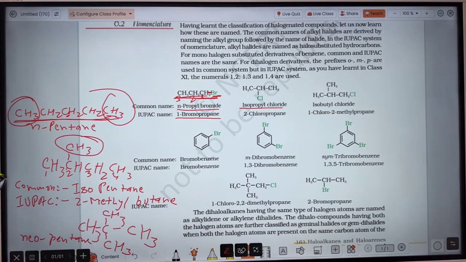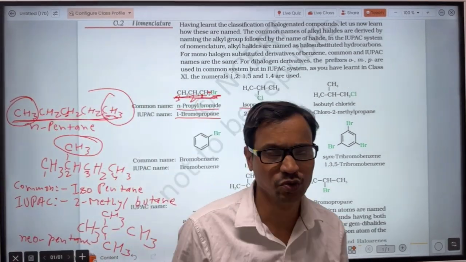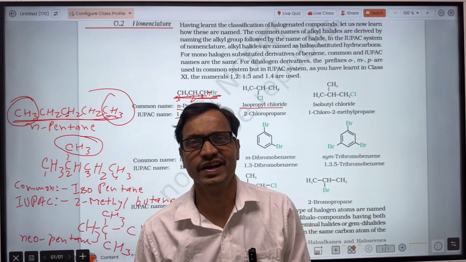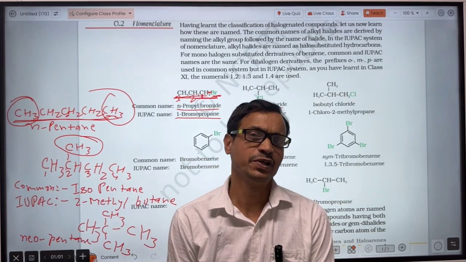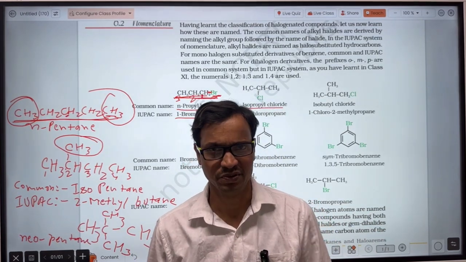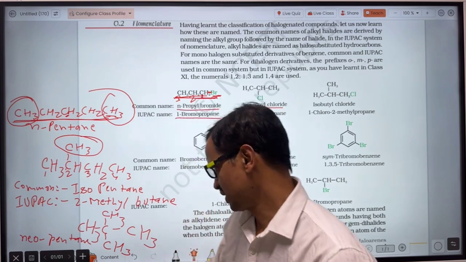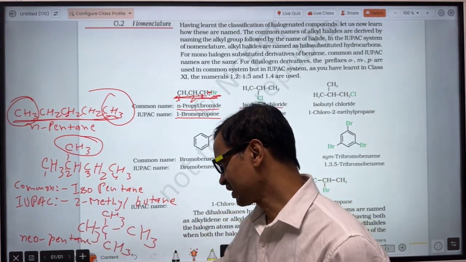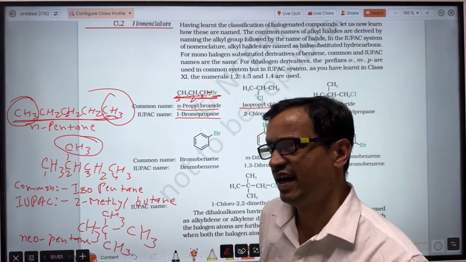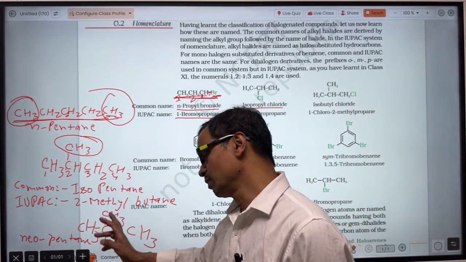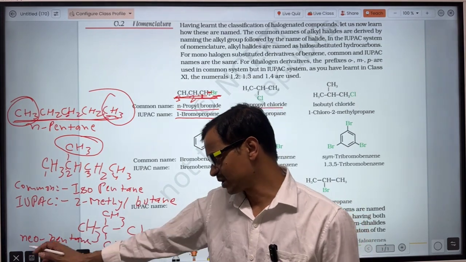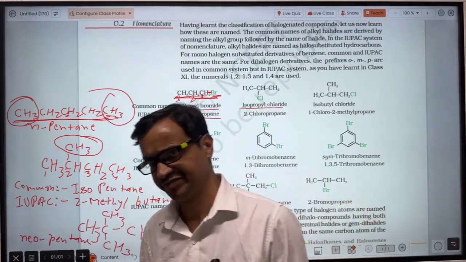When 2 methyl groups are bonded to the second carbon atom, then we use the prefix neo and write the total number of carbon. So the total number of carbon atoms here is 5, in which the 2 methyl groups are at the second position. That's why it will be called neopentane.